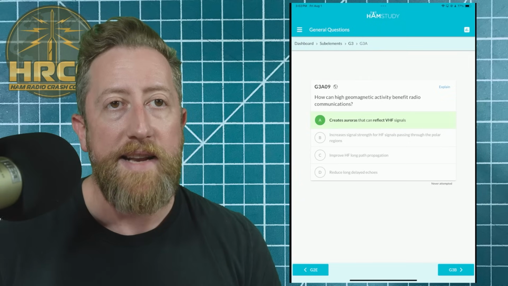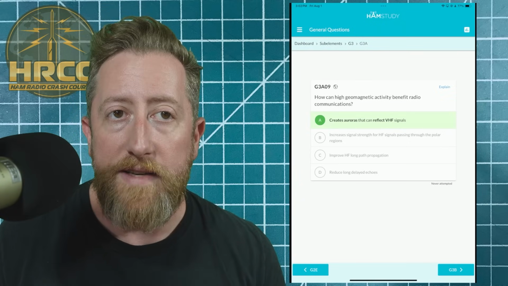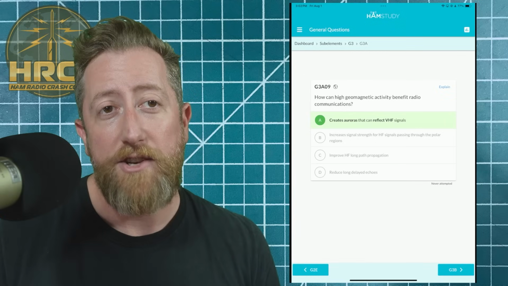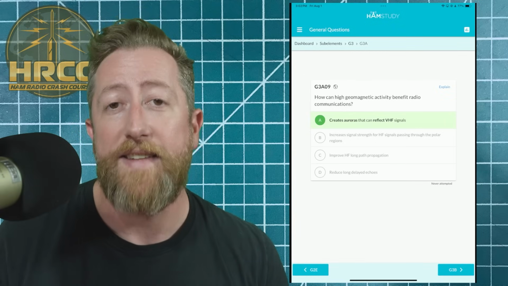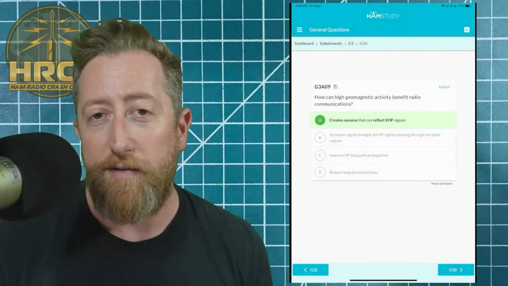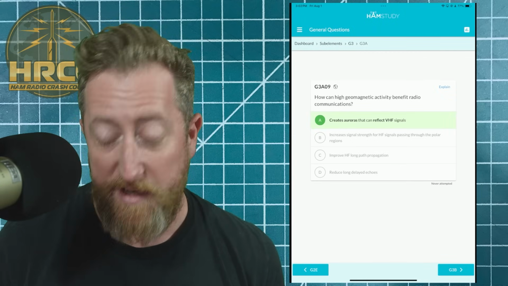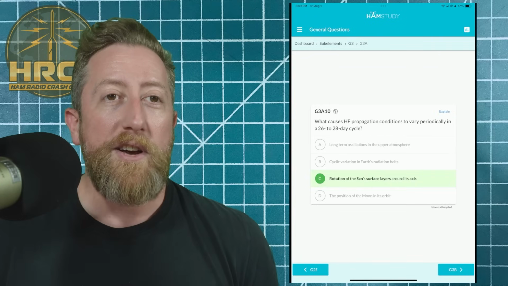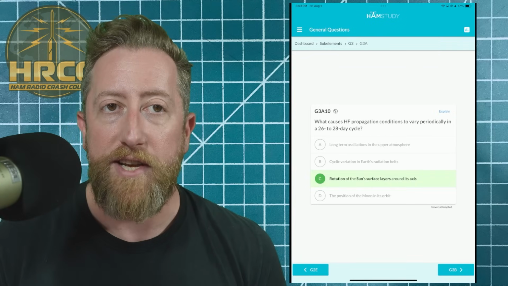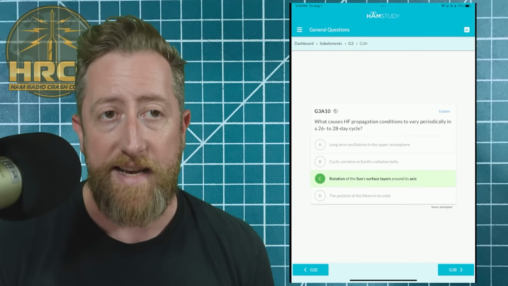How can high geomagnetic activity benefit radio communications? It creates auroras that can reflect VHF signals. Yeah, that's actually a kind of funky thing. Go Google Aurora VHF radio and listen to the noise that they create when you actually pick somebody up on the other end. It's pretty weird. What causes HF propagation conditions to vary periodically in 26 to 28 day cycles?